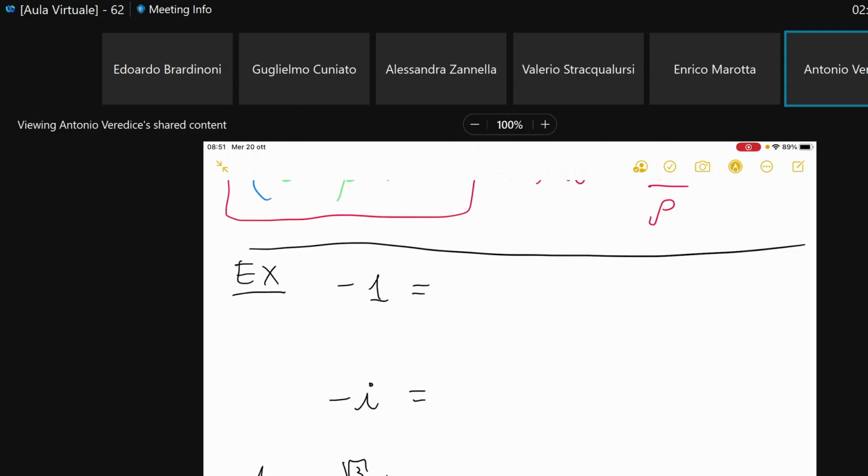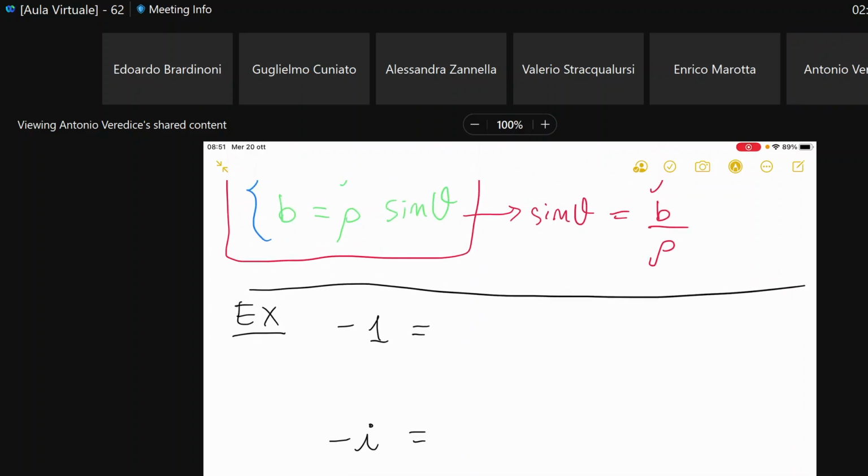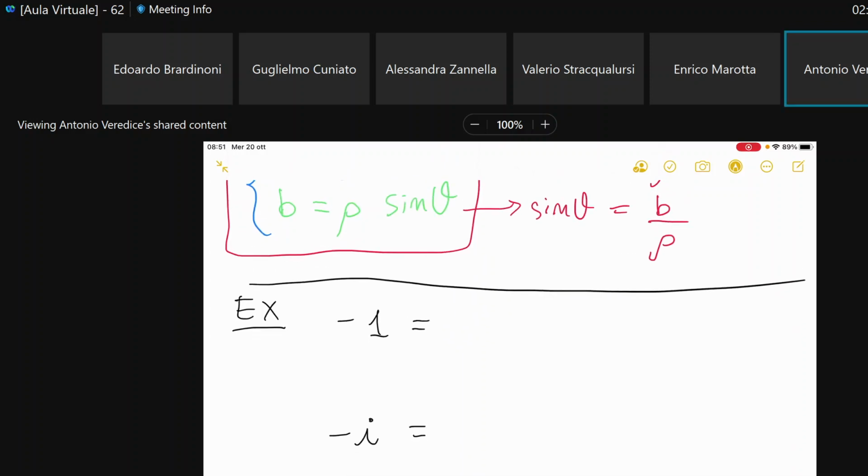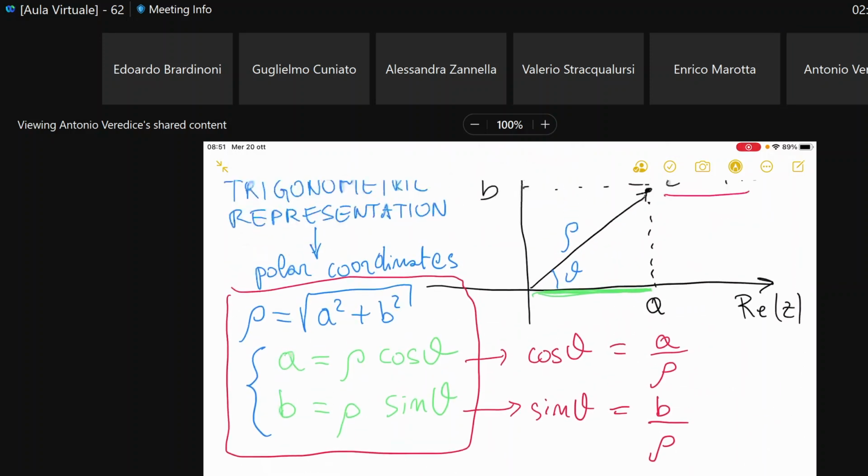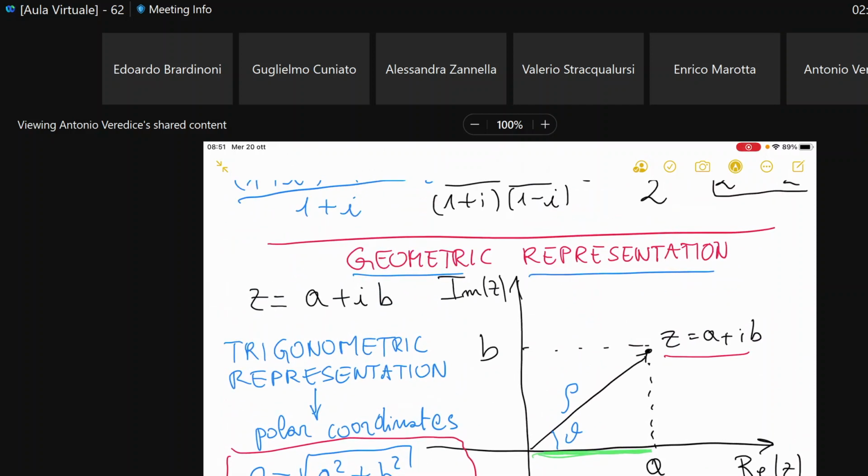I leave it to you as an exercise, because I don't want to waste too much time. Otherwise, we don't have time to finish all the topics on the slides. So let's start with -1. How to write -1 using the polar coordinates.